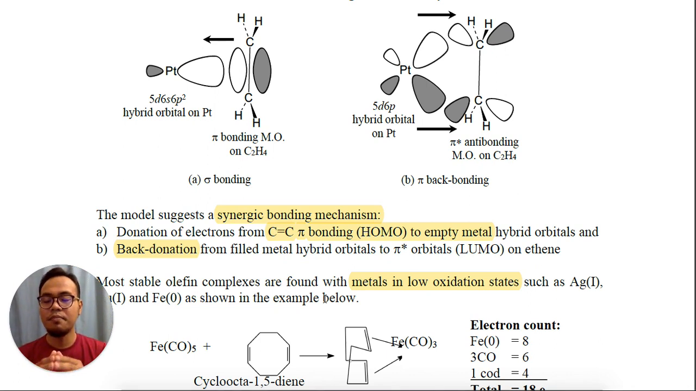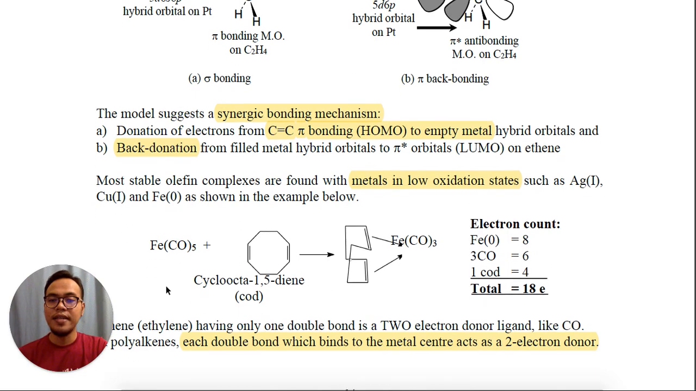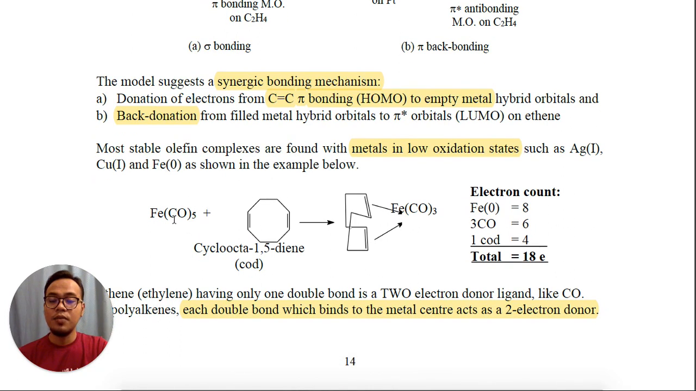Secondly, there will be a back donation, as I said previously, from the filled hybrid metal orbitals to the pi antibonding orbital of your ligand. The pi antibonding orbital of your ligand is actually the lowest unoccupied molecular orbital. Normally, olefin complexes prefer low oxidation states of metal. For example, we have silver 1, copper 1, and iron 0. In this case, we have iron with 5 carbonyls, called pentacarbonyl iron, so this is definitely a 0 oxidation state. We react it with the ligand cycloocta-1,5-diene. We have 2 double bonds here, that's why it is called diene.